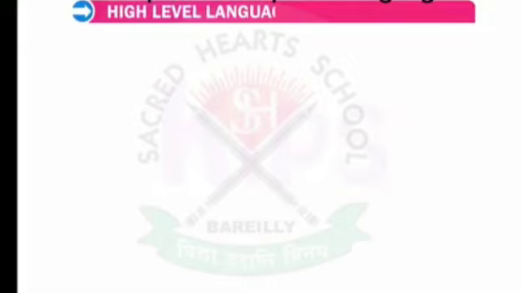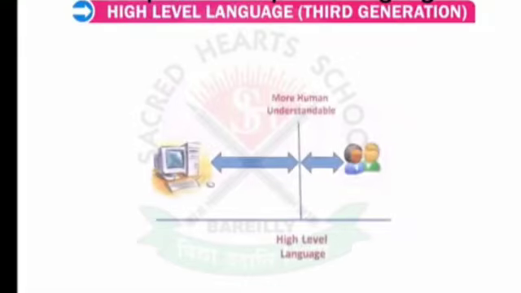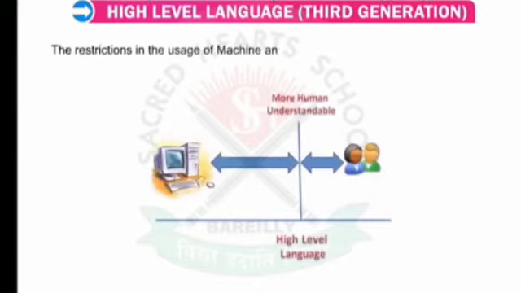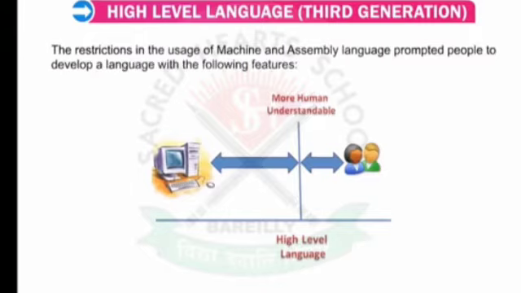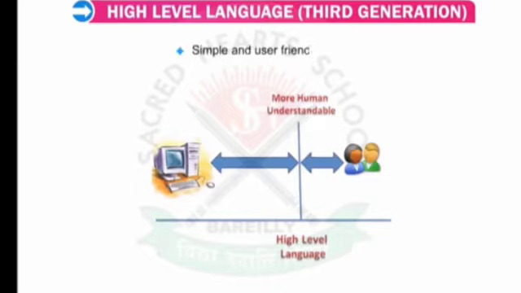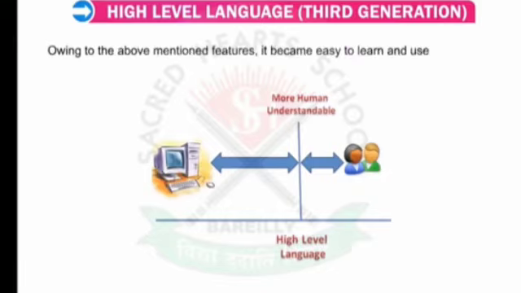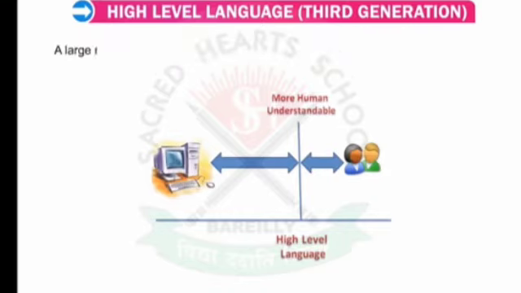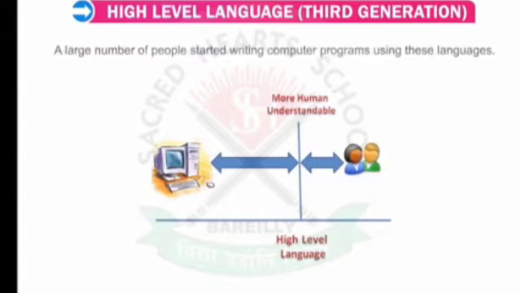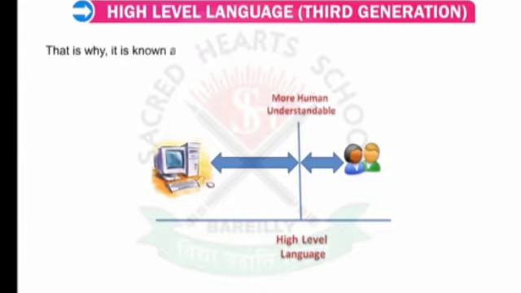Now the high-level language, third generation language. The restrictions in the usage of machine and assembly languages prompted people to develop a language with the following features: simple and user-friendly language which is machine independent. Owing to the above-mentioned features, it became easy to learn and use the computer languages. A large number of people started writing computer programs using these languages. That is why it is known as high-level language, HLL.